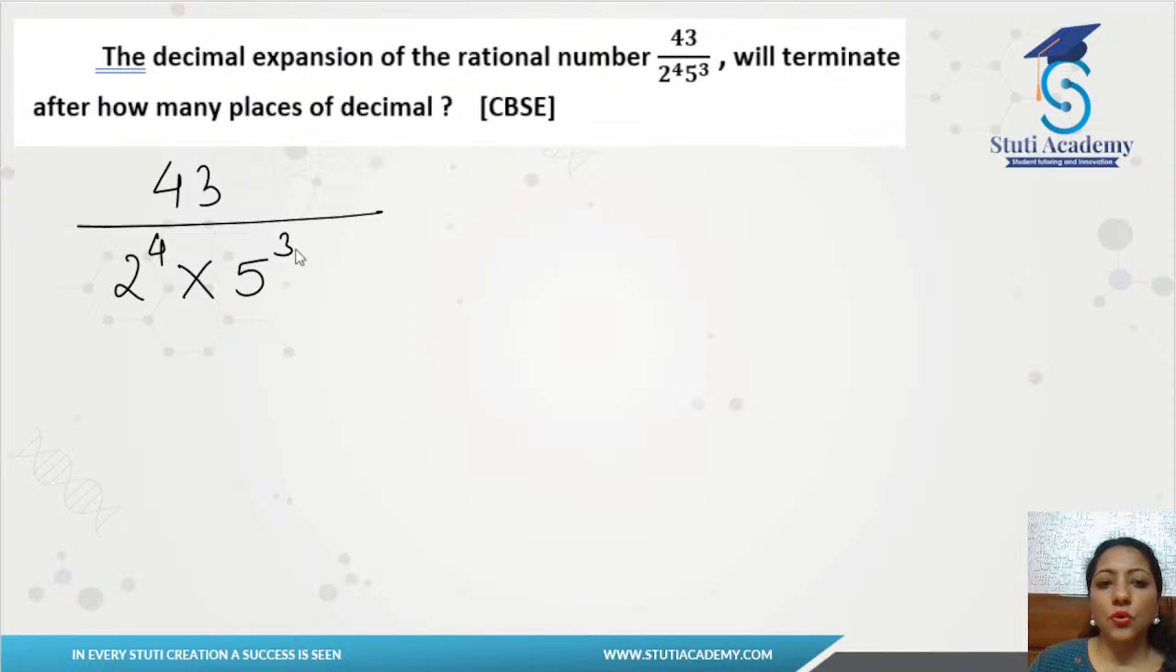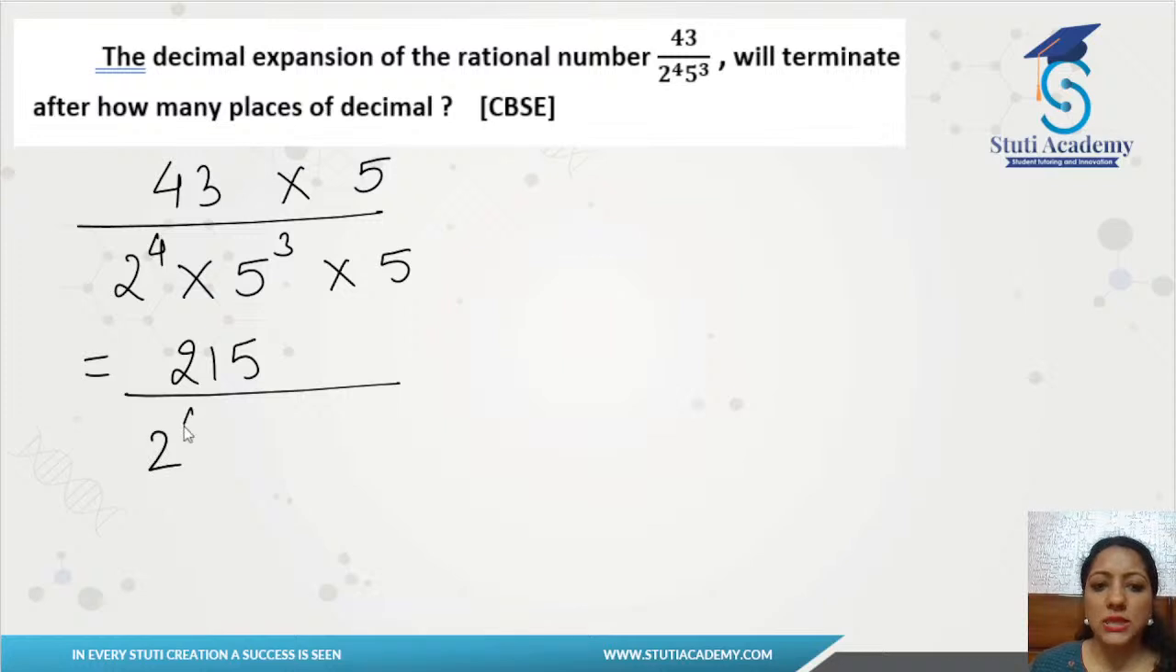So we have 2 raised to 4 here and we have 5 raised to 3 here. I'm going to multiply this by 5 so that I get 5 raised to 4. I'll have to multiply the numerator also by 5. It's not possible to multiply the denominator and not the numerator, as that will change the value. So 43 into 5 will give us 215.